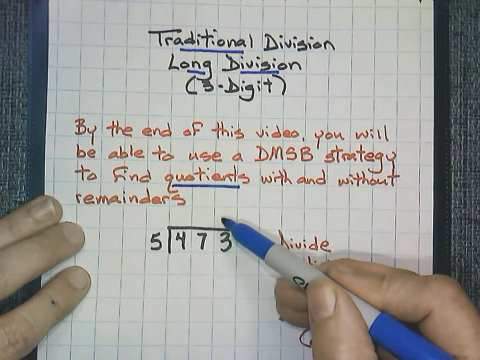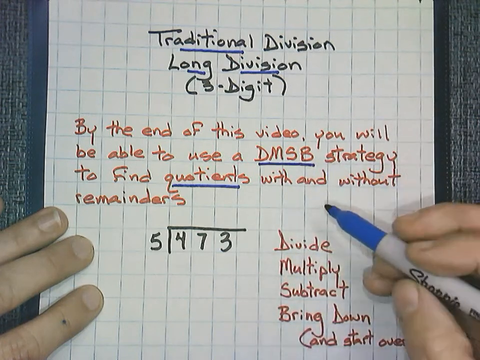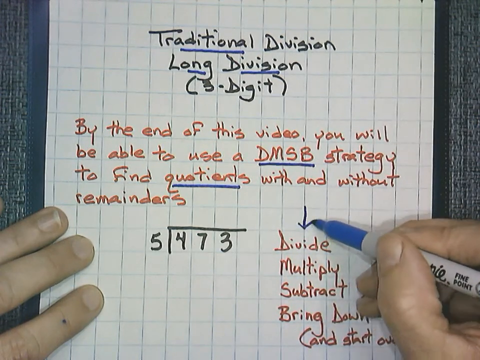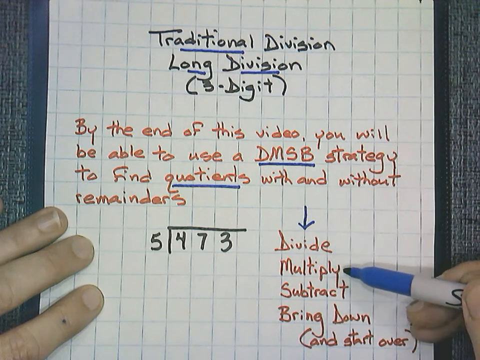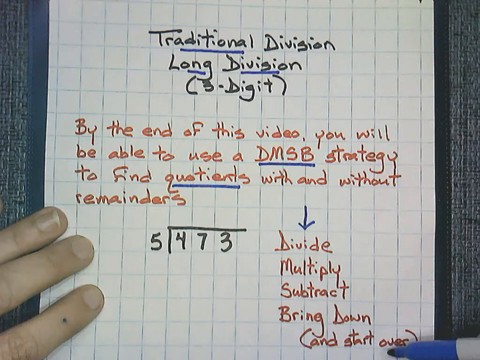Quotients, we know, is the answer to a division problem. DMSB is just standing for a strategy of divide, multiply, subtract, bring down, and start over.